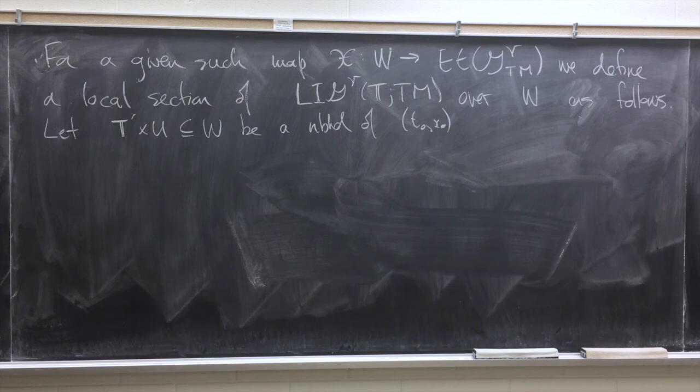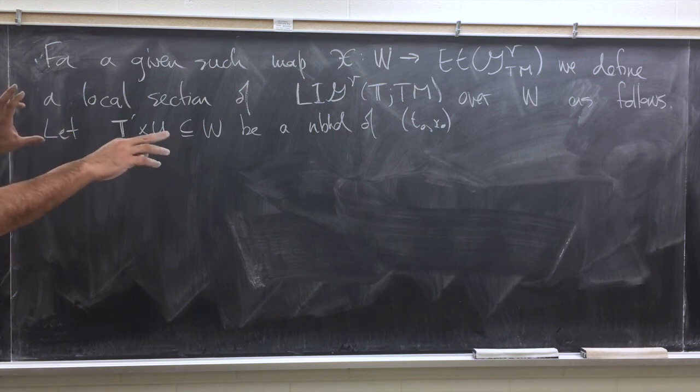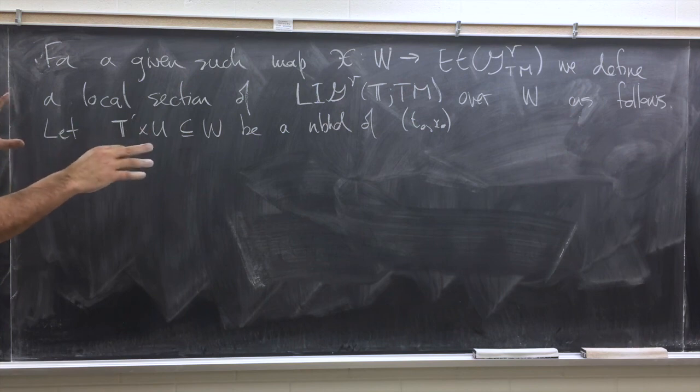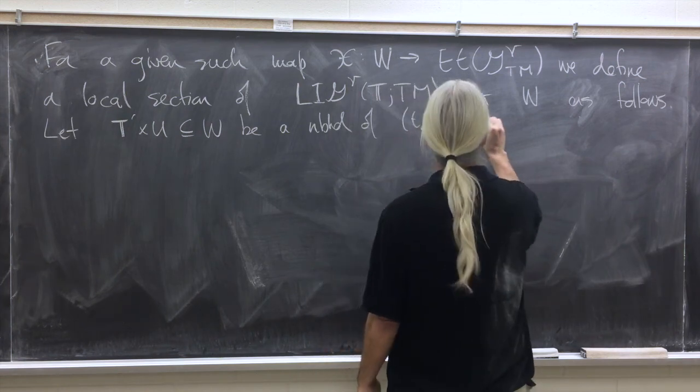Okay, so now what I need to do is define on this T prime cross U a real time-varying vector field. I'll just write down a real vector field, which will be a function of time, and then you have to go and prove that it's in L1. But let's just write down what the vector field will be.